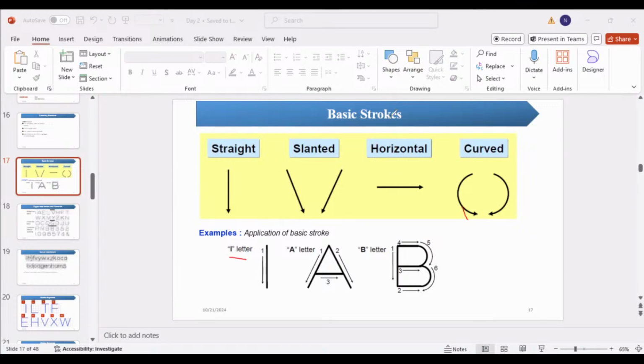Then for letter B, okay, you can see that it is a complex one. First one is a straight stroke. And then how do we draw letter B? First we draw the straight one. Then we draw three horizontal strokes like this, right? You can see that. Three horizontal strokes and then two curved strokes. That is how we write down B.